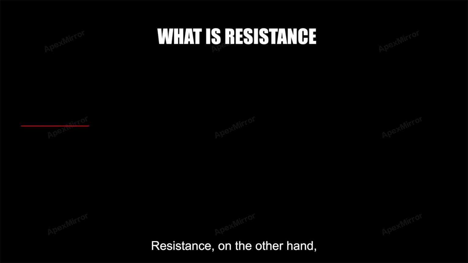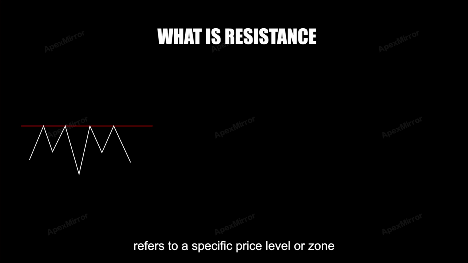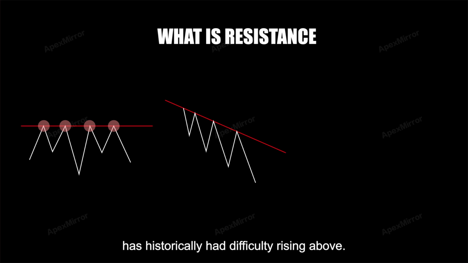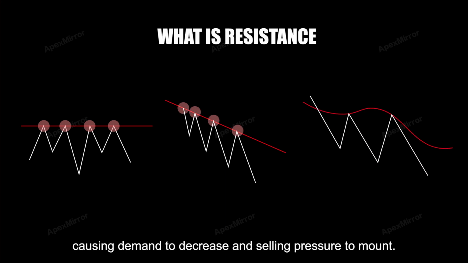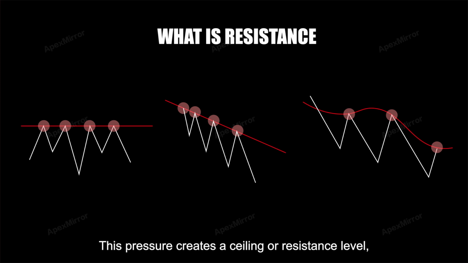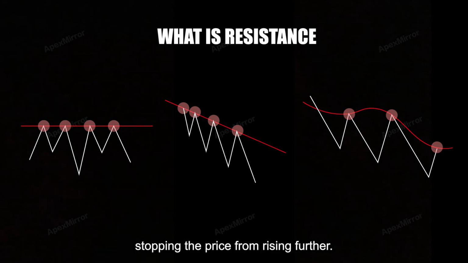Resistance, on the other hand, refers to a specific price level or zone that a market or individual asset has historically had difficulty rising above. It becomes less attractive to buyers, causing demand to decrease and selling pressure to mount. This pressure creates a ceiling or resistance level, stopping the price from rising further.